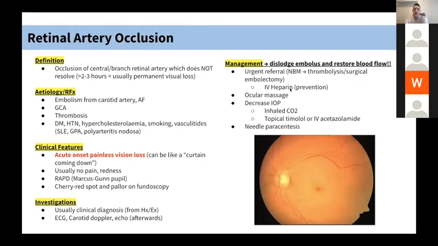So you can give things like IV heparin to prevent a clot happening in the other eye. You can try ocular massage, so just rubbing the globe on the top and trying all those things to decrease intraocular pressure, which can potentially dislodge the embolus. But for the most part, there's not too much that may work for this, especially because by the time someone gets to the GP and they get referred to an ophthalmologist, it's probably a little bit too late.